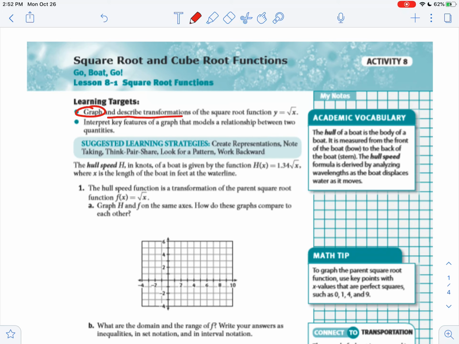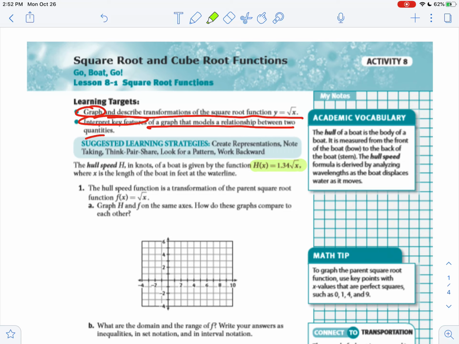Hello, we are going to work on Activity 8, starting with Lesson 8.1, the square root functions. Our learning targets are to graph and describe transformations of y equals the square root of x, or the square root function. And then we want to interpret some key features of a graph that models a relationship between two quantities.